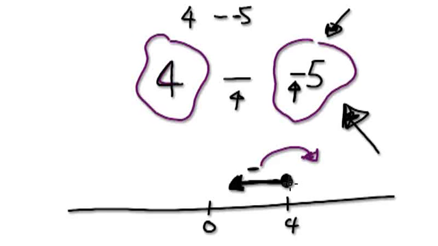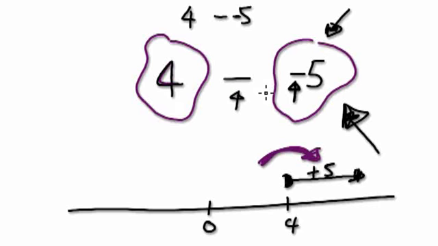This is your starting point. You've got to flip it so it looks like this. So you can forget about this. You really have to flip it, so it looks as if it's plus 5. So 4 minus -5 is the same as 4 plus 5, which is 9. Let's do another one.